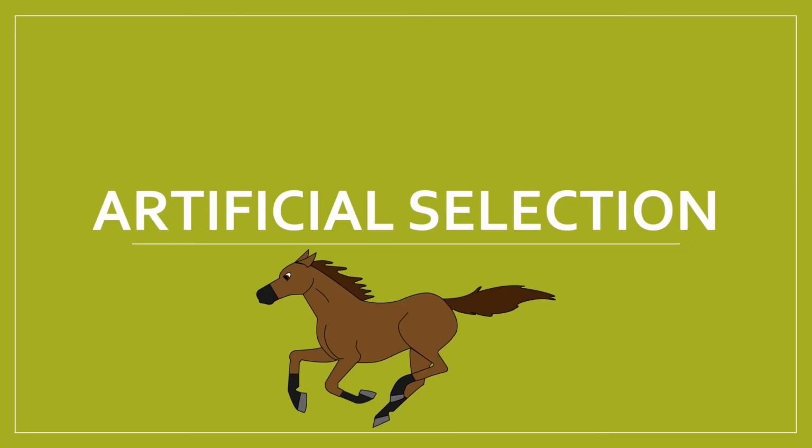A more modern type of selection is artificial selection. This is when we encourage the selection of some traits over others. We tend to do this for horses to try to breed the fastest, strongest horses.